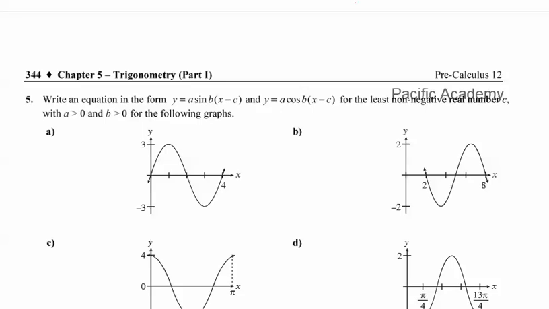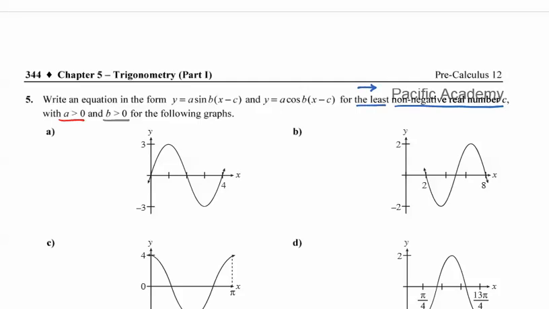Hey, here's a video tutorial to solve problem number 5 and number 10AB from Michelson. The question is asking us to find a graph in the form of a sine bx minus c, or using cosine, for a non-negative value of c, the least non-negative value of c, which just means that we're going to be moving it to the right. And it says that a should be bigger than 0 and b should be bigger than 0.